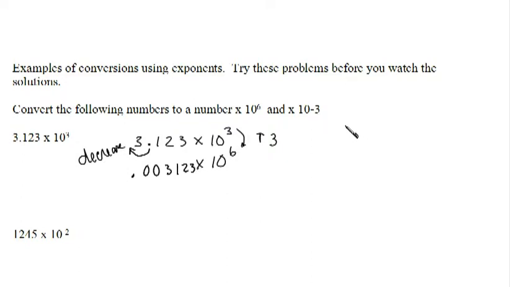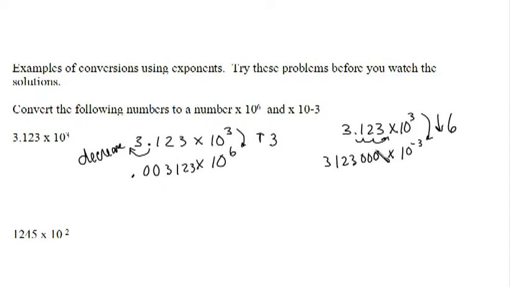Now let's try 10 to the minus 3. So 3.123 times 10 to the 3rd, that's the original number. Now I want to make it a number times 10 to the minus 3. I compare, so going from 3 to a minus 3, that's a decrease of 6. So I need to increase this number by 6 places. So I move it 1, 2, 3, and I have to add 3 more zeros. So 3, 1, 2, 3, and 1, 2, 3. That'll be my 6 places. So that is the new number.